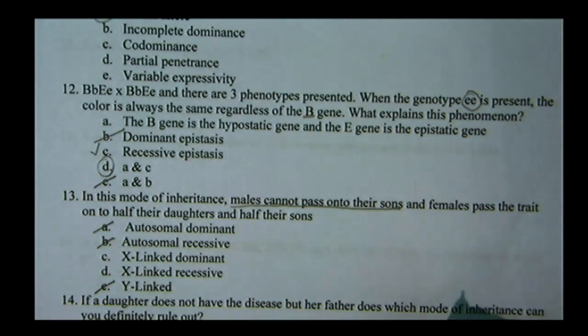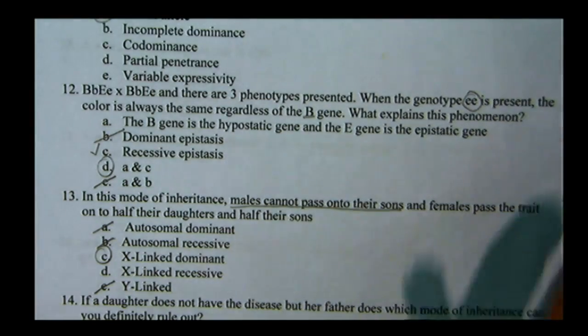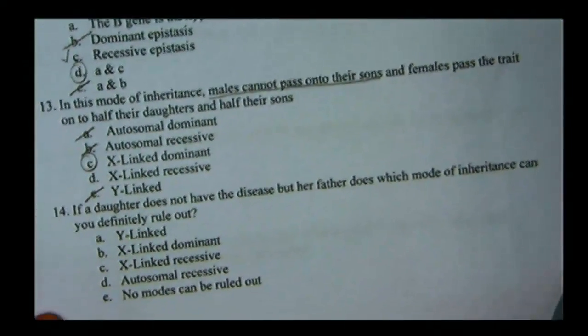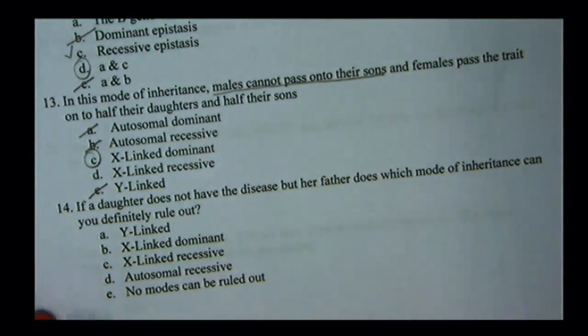Another pedigree type question. If the daughter does not have the disease, but the father does, what mode of inheritance can you definitely rule out? So I would recommend drawing something like this out because it's pretty simple. The daughter does not have it, but the father does. So here's your super simple pedigree. And from there you can figure out some things.